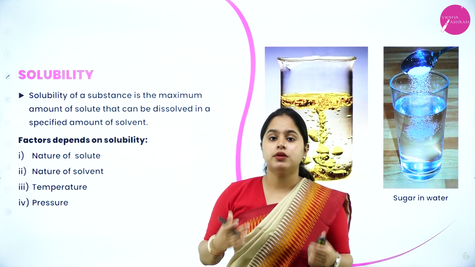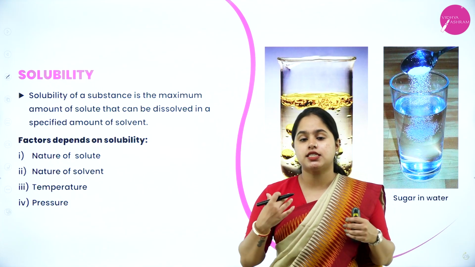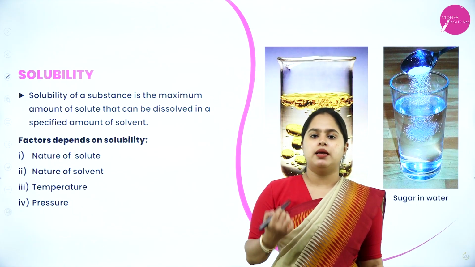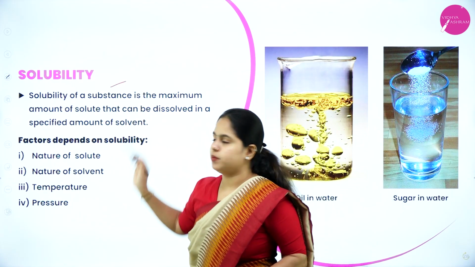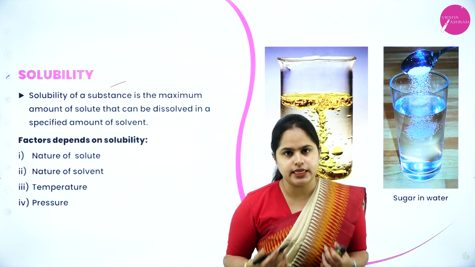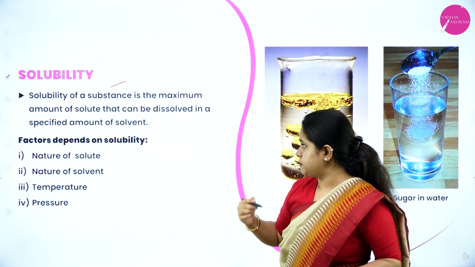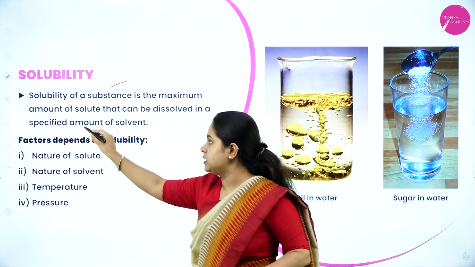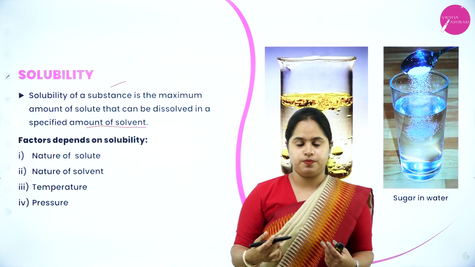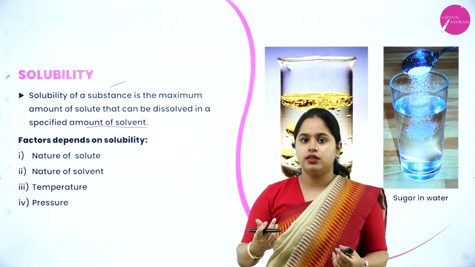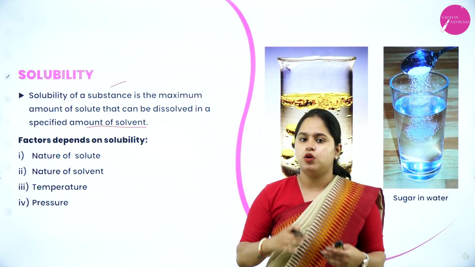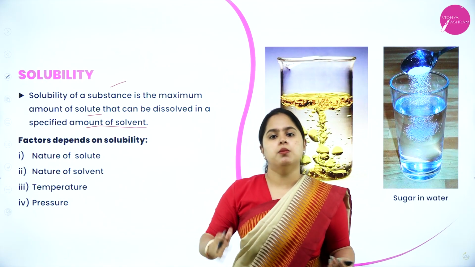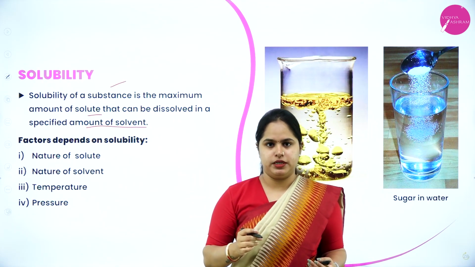I hope the concentration terms that we have discussed till now are clear for you. Now we are moving on to the next important concept, that is solubility. So what exactly is solubility? Solubility of a substance is the maximum amount of solute that can be dissolved in a specified amount of solvent. So it is the amount of solute that can be dissolved in a given amount of solvent. How much of the solute can be dissolved in a given amount of solvent? That is called solubility, right?